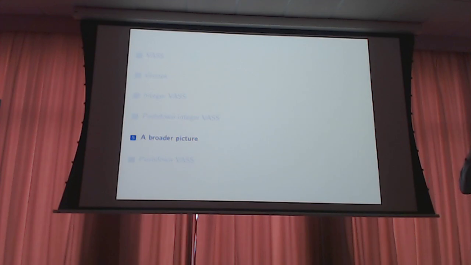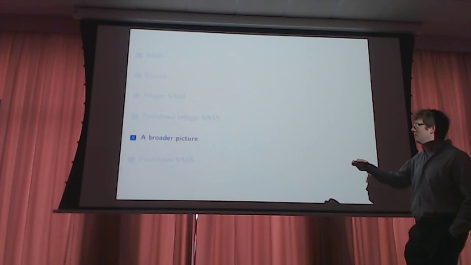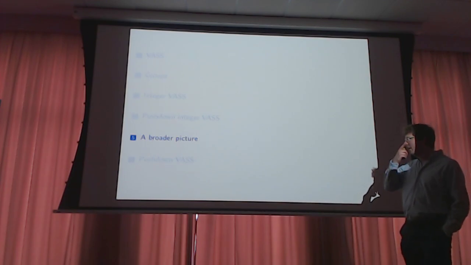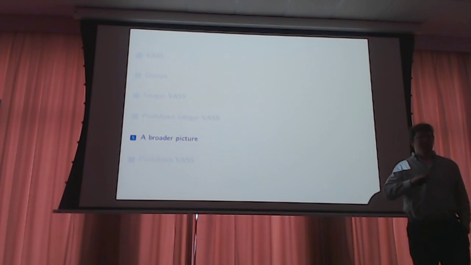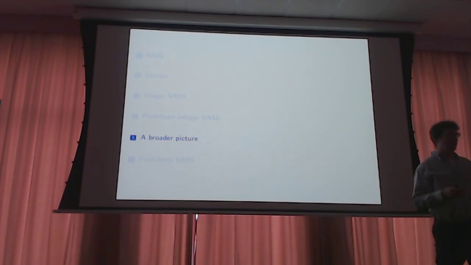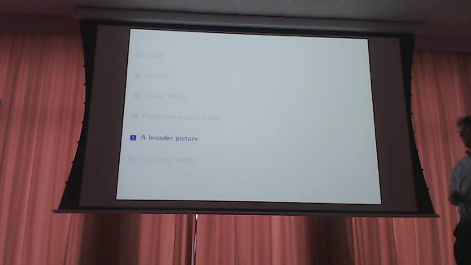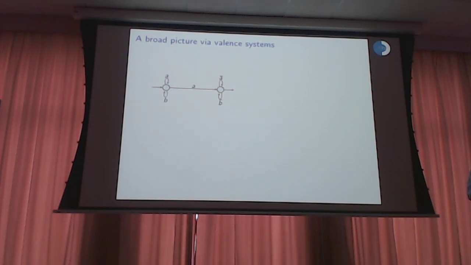All right, so until now we've seen VAS, integer VAS, and pushdown integer VAS. And I'd now like to talk about a broader picture result that tells you, for a broad class of infinite state systems, what is the complexity of bidirected reachability.